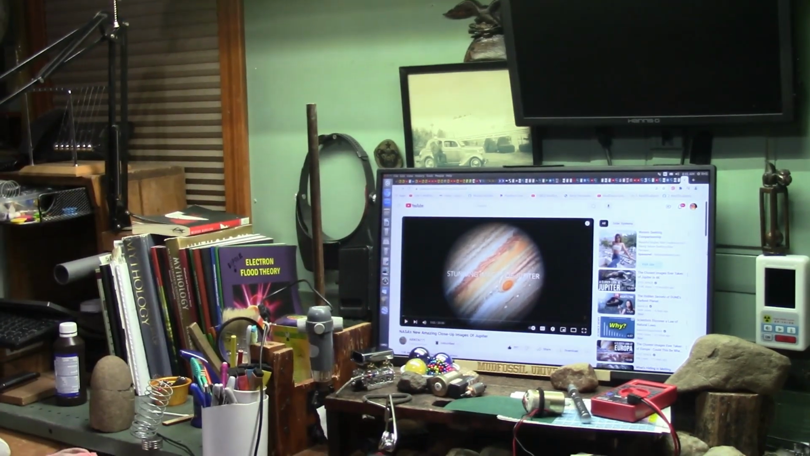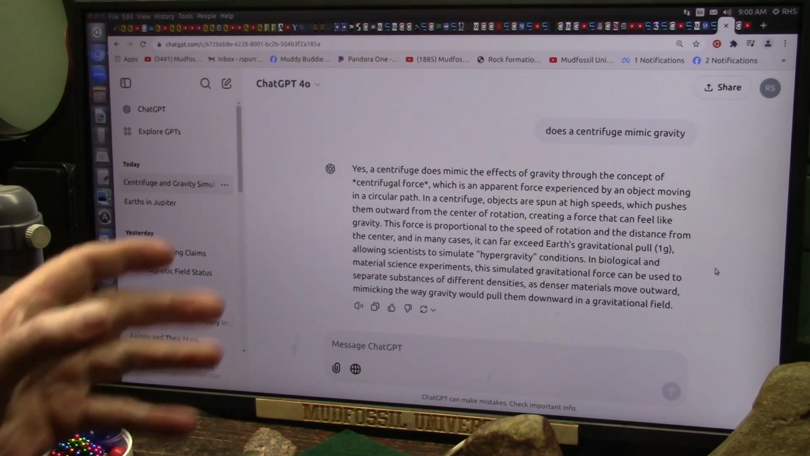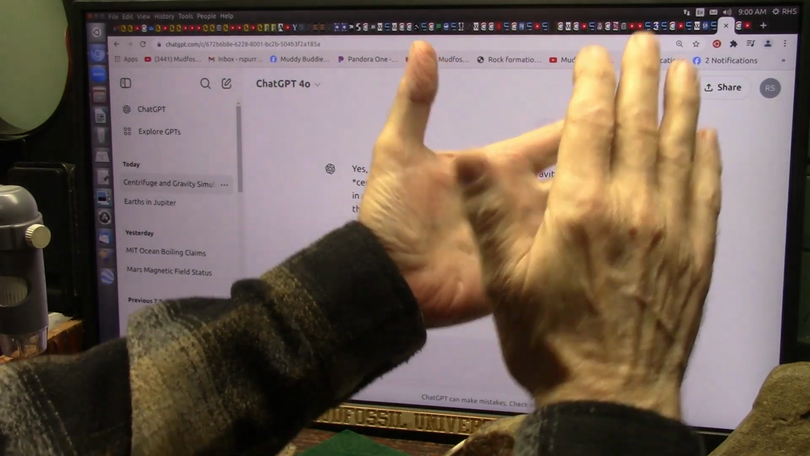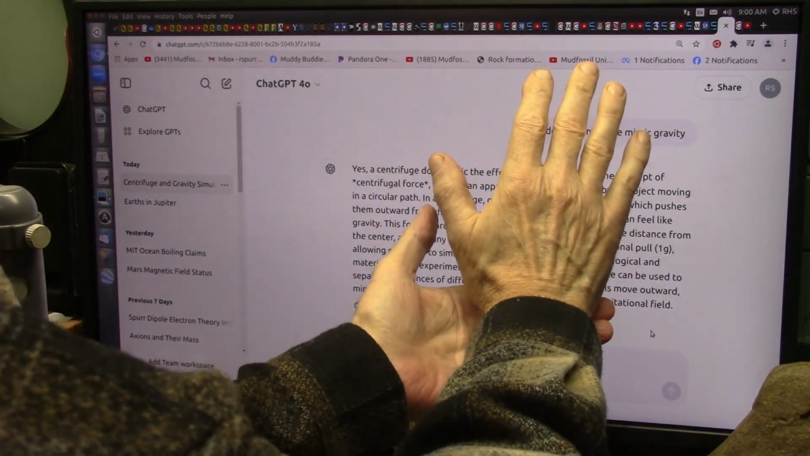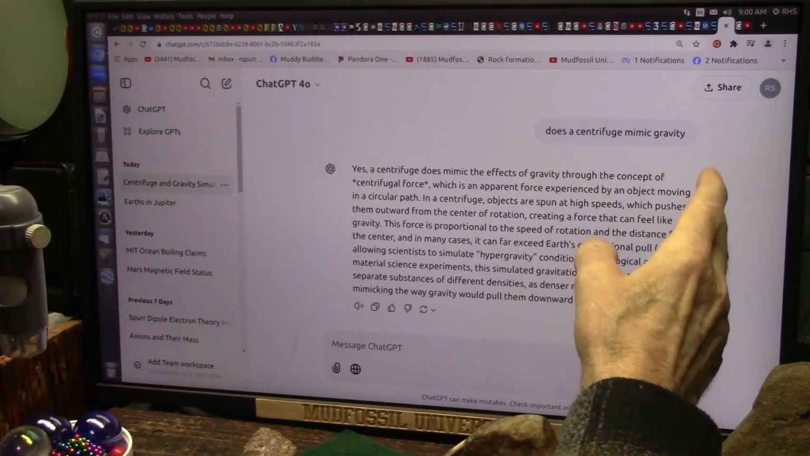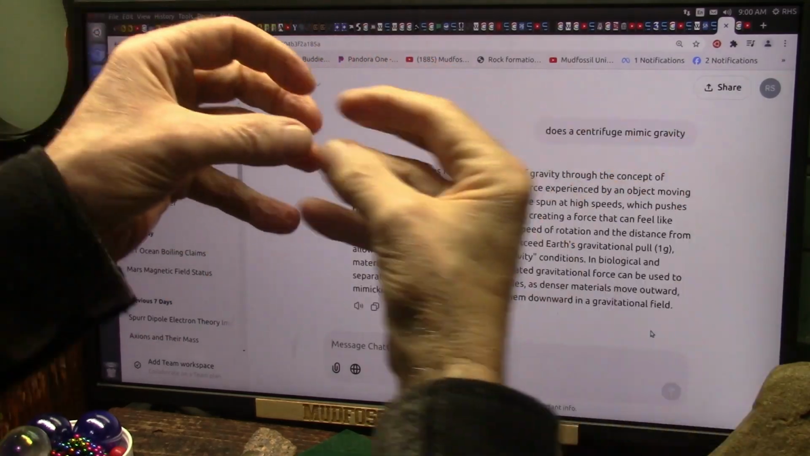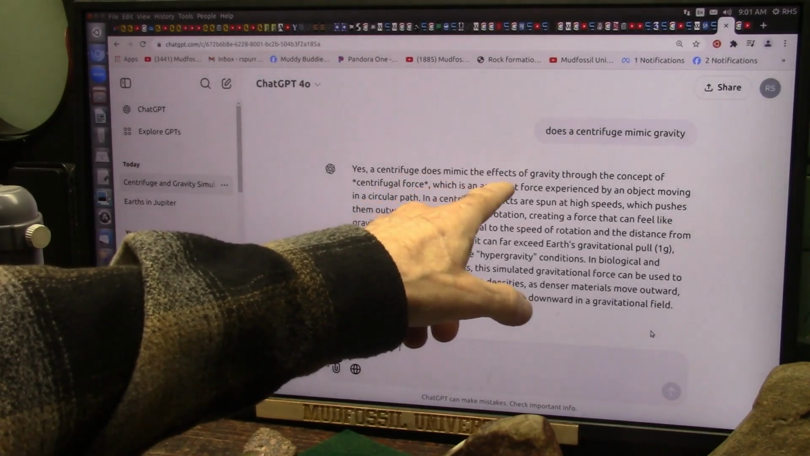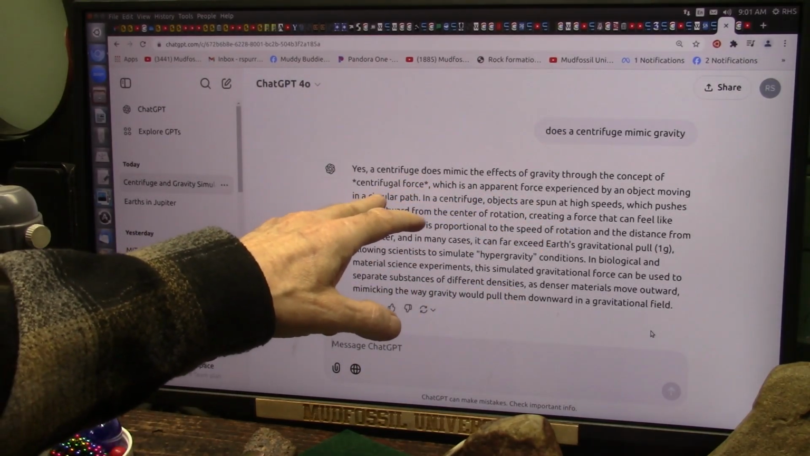Okay, my outstanding friends, buckle up, and I mean buckle tight, because we're going to start our look at Jupiter. All of the latest research is in, and wow. All right, here's what's going on at Jupiter. It's strictly a matter of compressing the layers of density. So the denser the stuff is, the further it goes towards the center, because that's where the gravitation is. Does a centrifuge mimic gravity? They spin around like crazy, and you put fluids in them, and they separate out very, very exactly. It says, yes, a centrifuge does mimic the effects of gravity through the concept of centrifugal force.